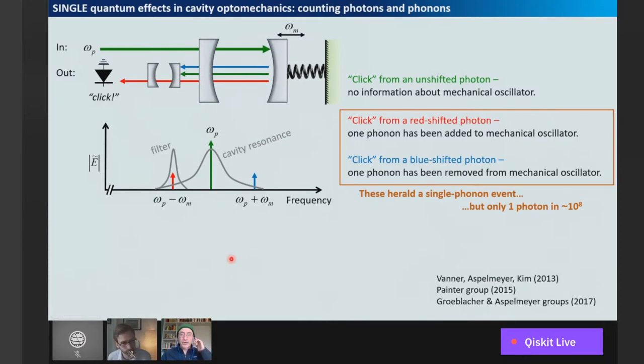So the idea that was suggested was really inelegant. The idea was just put a nice filter cavity here, such that the only light that passes through is your redshifted light, let's say.